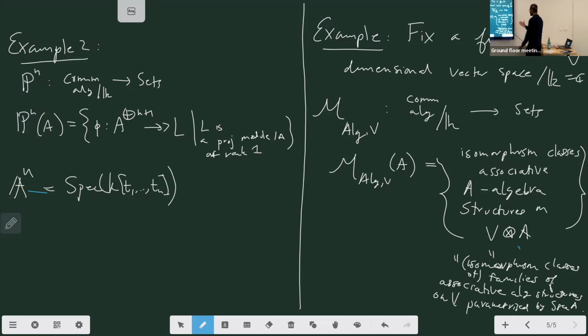And this is a prototype for those in physics. I'm going to describe a kind of variant of this later, which will amount to asking for deformations of the category of branes in some string theory, in some topological string theory context.